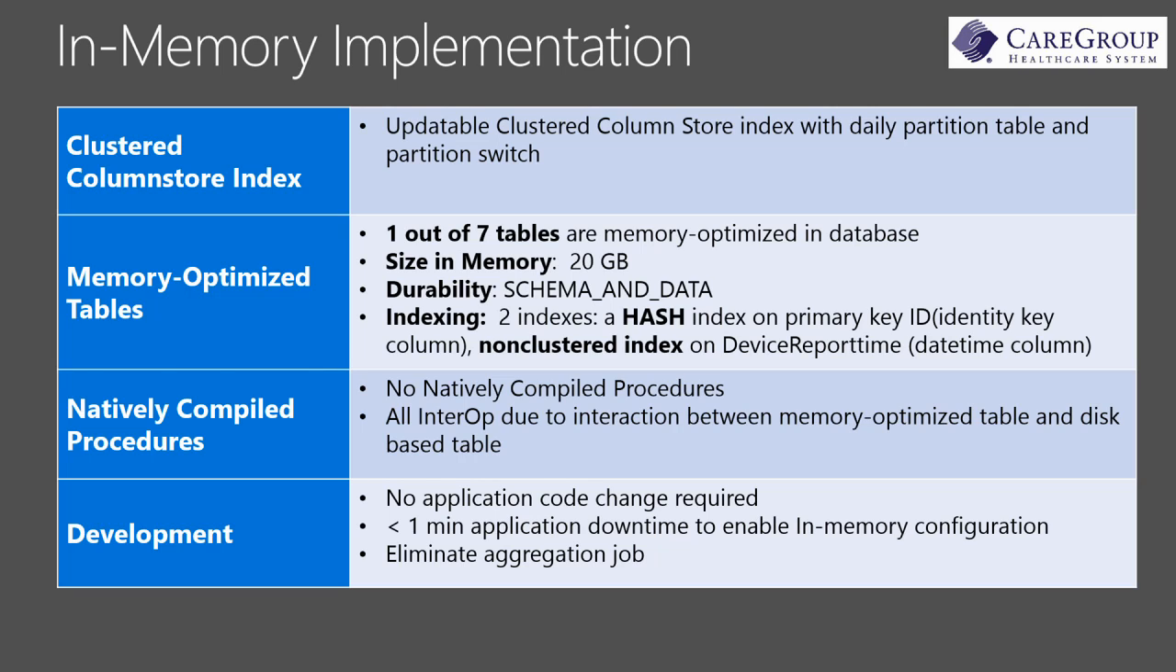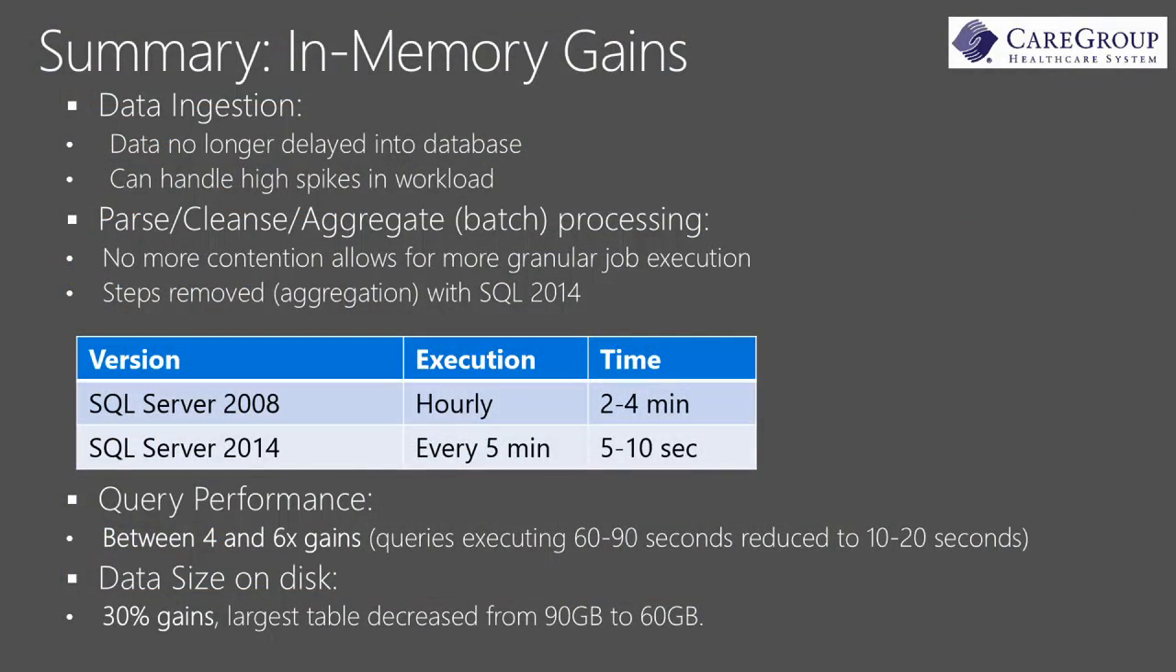Their deployment took under a minute in terms of application downtime. That was basically to create the memory optimized table, load that table, and of course create the clustered columnstore index. And ultimately, they had an aggregation step just before summarizing that data, and they were able to completely eliminate that. So let's talk a little bit more about some of the gains that they got.